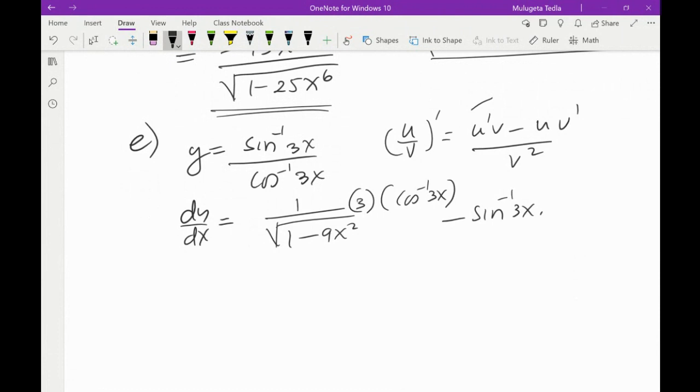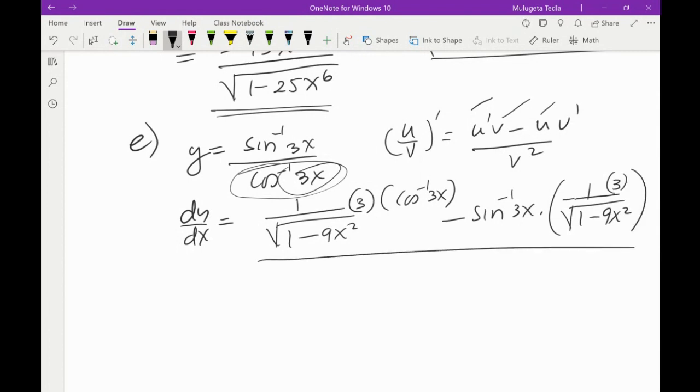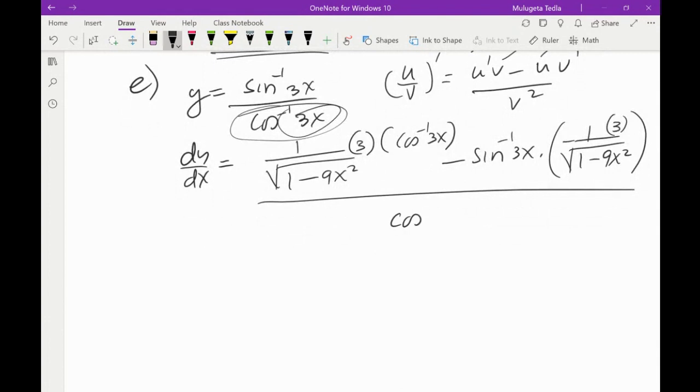Please take it easy and follow me slowly. I'm trying to fill this up. And v prime, which is the derivative of that, is minus 1 over root of 1 minus the square of 3x, which is 9x squared, times the derivative of 3x, which is 3, over the denominator squared, cos inverse of 3x, the whole square.